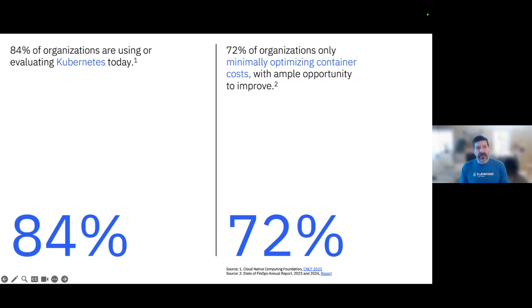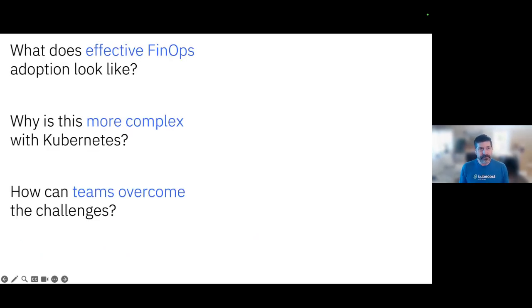Today, 84% of organizations are either using Kubernetes in a meaningful way or they're evaluating its use in some meaningful way as well. And 72% of those organizations are only doing minimal things to optimize their costs. That's a lot of wasted money out there that could be better leveraged if companies were to use a solution such as Kubecost. So today I want to take a stroll through a couple of FinOps related things at the intersection of Kubernetes and this practice.